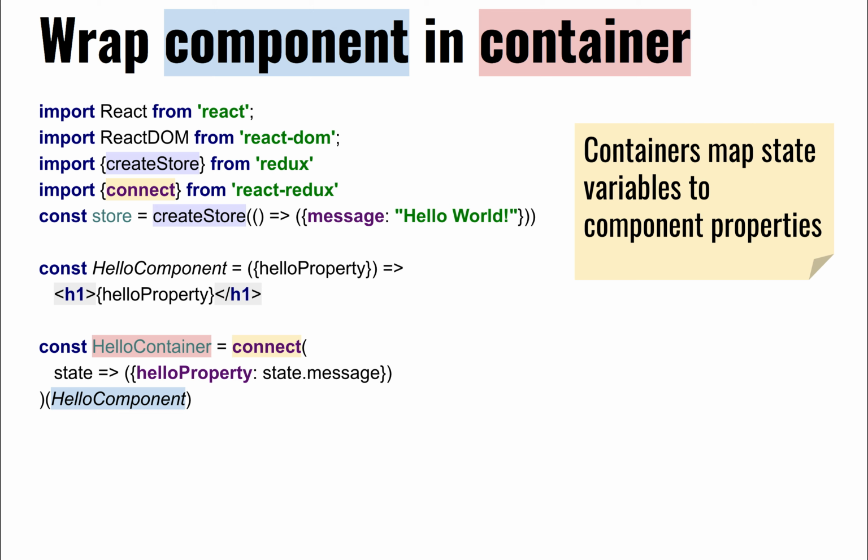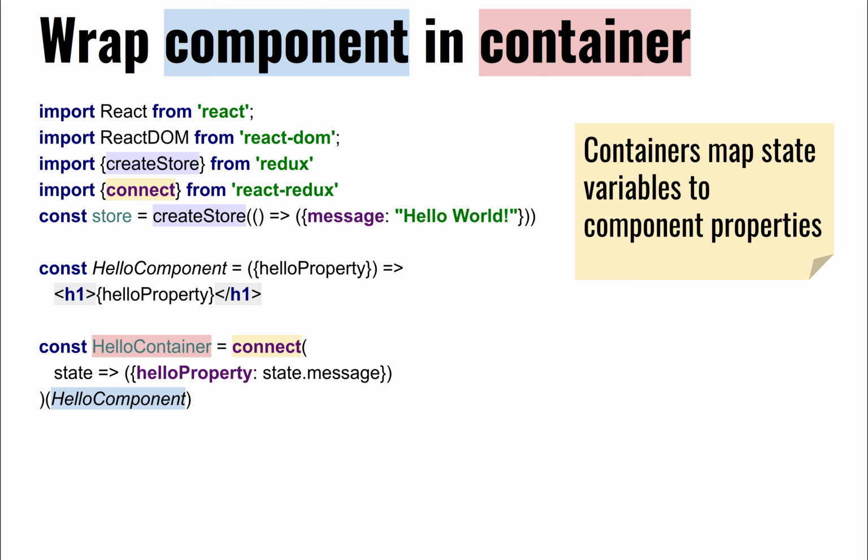Notice the component, the hello component. It's going to invoke the hello component, passing it the hello property, whose value is going to be extracted from the state. So the container's responsibility is to extract data from the state and map it to the properties that the component is expecting.